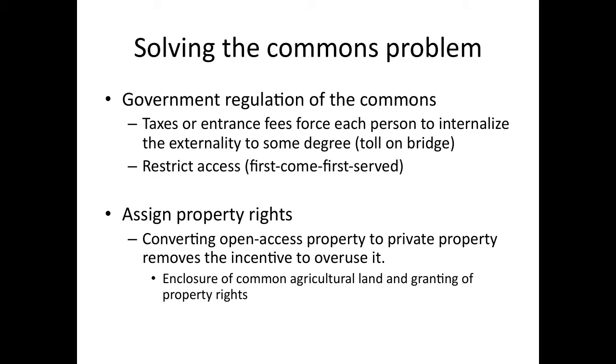So for instance, sometimes governments charge taxes or an entrance fee to force each person to internalize the externality of them using that common access or that common property to some degree. So examples of this might be a toll on a bridge or a toll on a road. We do see that here in Ontario with Highway 407, or entrance fees to national and/or provincial parks. We also see restricted access by governments to some common property.